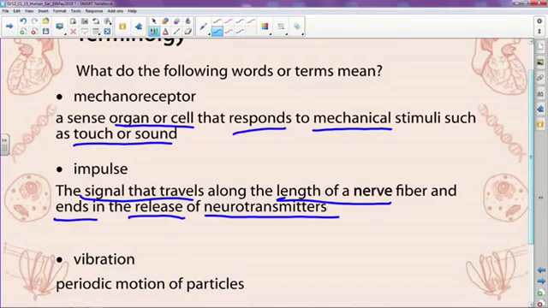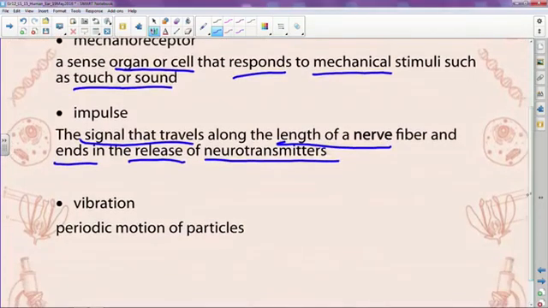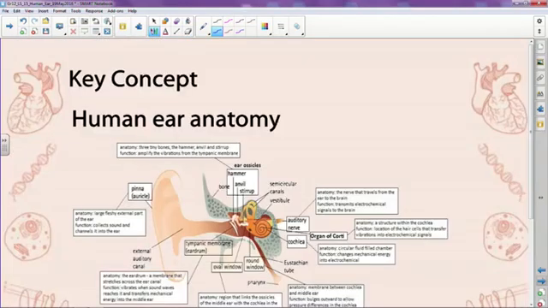And then the last one, of course, is vibration, and this is a very nice one because we're going to use it. It is a periodic movement of particles. So in other words, something's going to move. It's particles that are moving. So here we go. Let's jump straight into the ear.